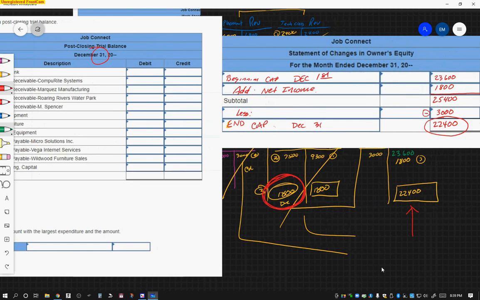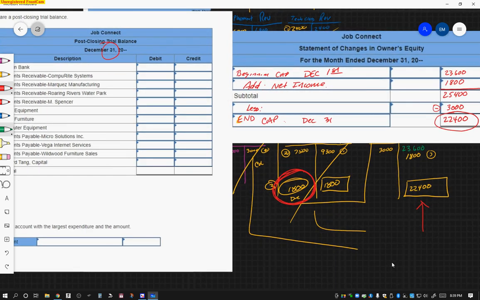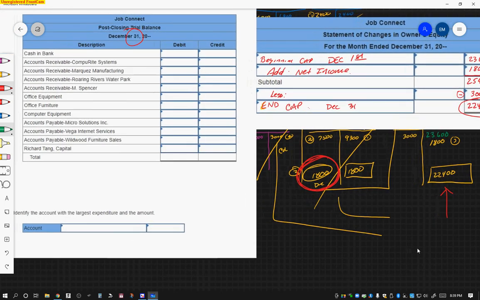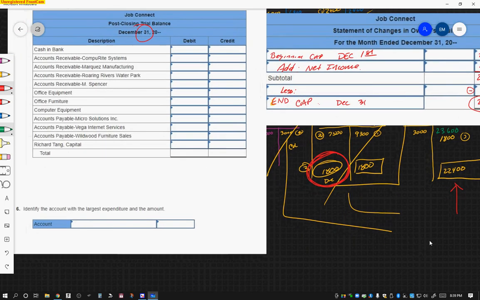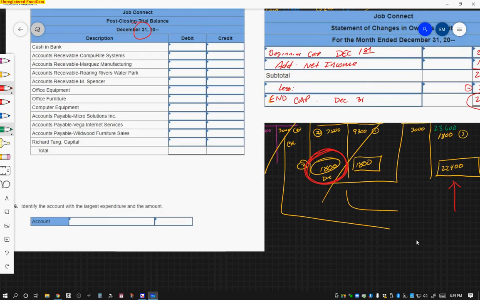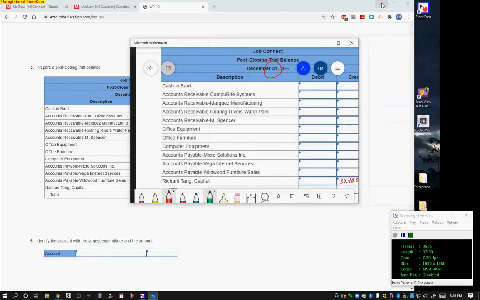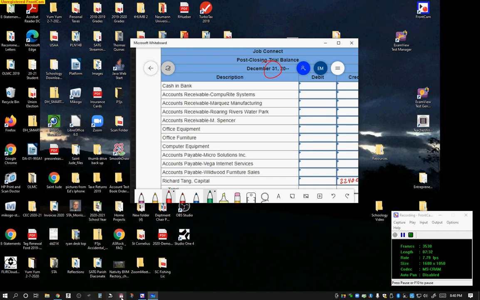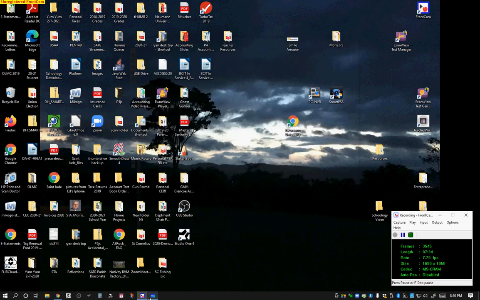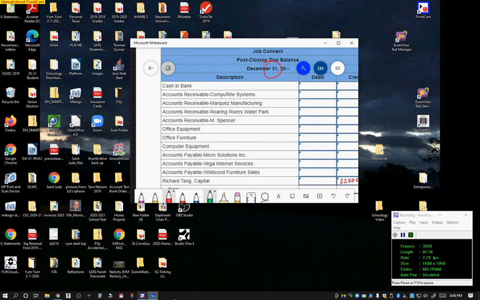The screen kind of moved on me there. And so you can see that the numbers are $22,400. That's our ending capital balance on December 31st after doing our statement of changes in owner's equity. And that's the number you're just going to simply come over here and do this first so you don't mess it up. Come over and put $22,400. What other numbers are you going to get? Well, let's get rid of that. And call that up. I'd like to know what just happened there.